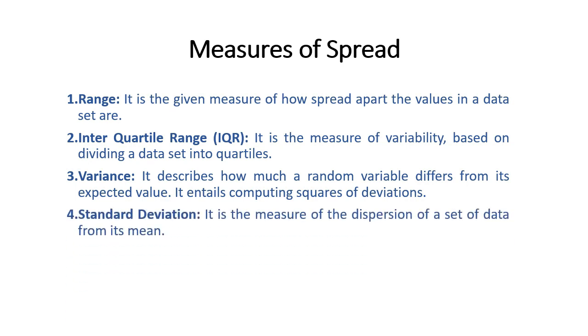Standard deviation is the measure of dispersion of a data set from its mean, like how your data is spread across the mean, that is called standard deviation. And the square of standard deviation stands for variance.